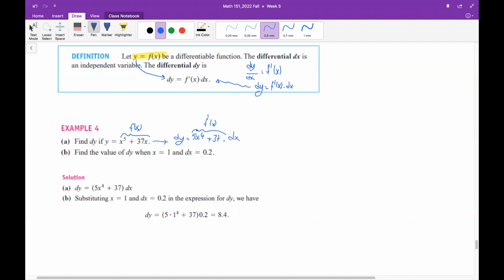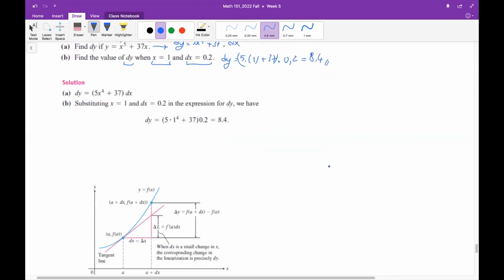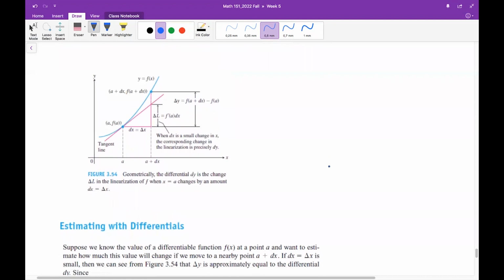This is your dy. And we want to find the value of dy now when x is 1 and dx is 0.2. Everything is given, just insert the values. 5 times 1 plus 37, and then this will be multiplied with the value of the dx, which is 0.2. So the result is 8.4. This is a very basic computation, as you can see. More importantly, as I said, dy is used to estimate the error in measurements.